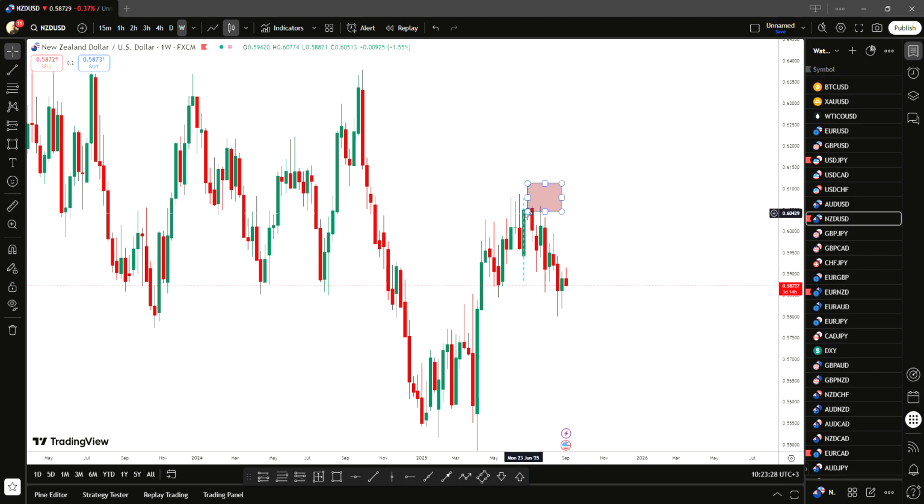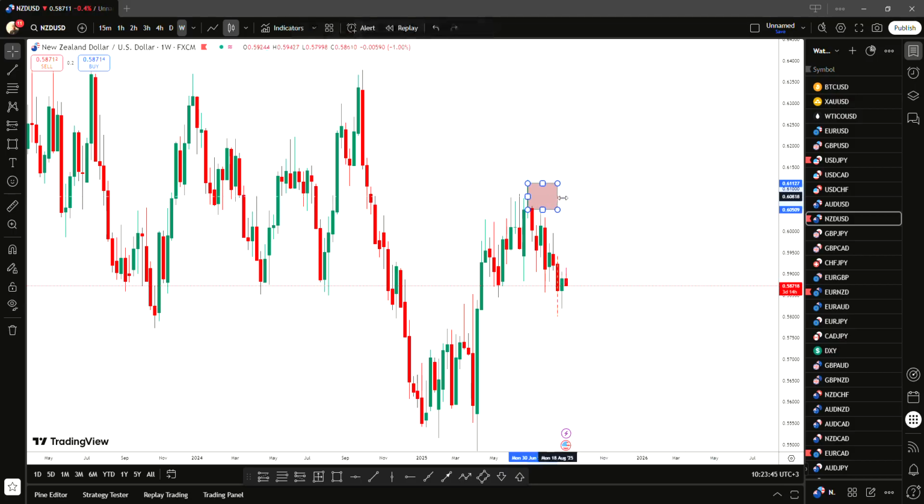long trade, a longer bearish momentum. So I'll just mark this well, like that. So this is our evening star.